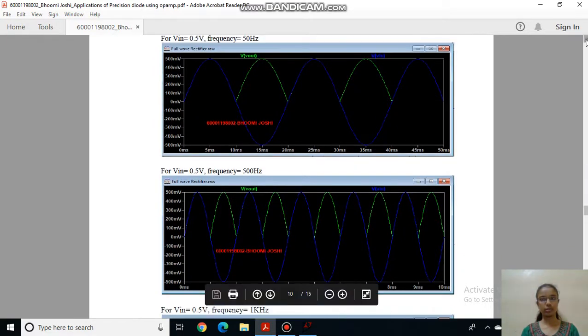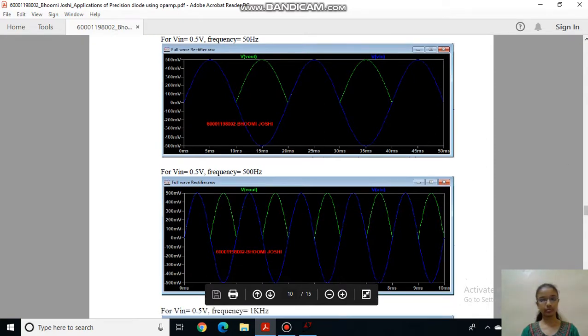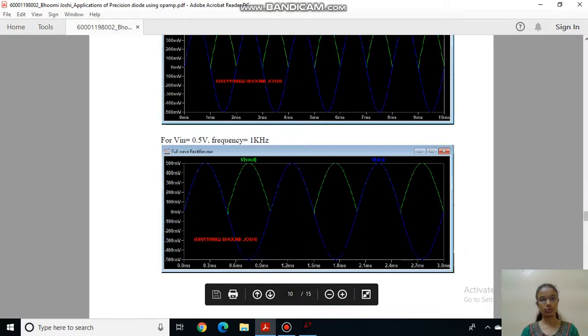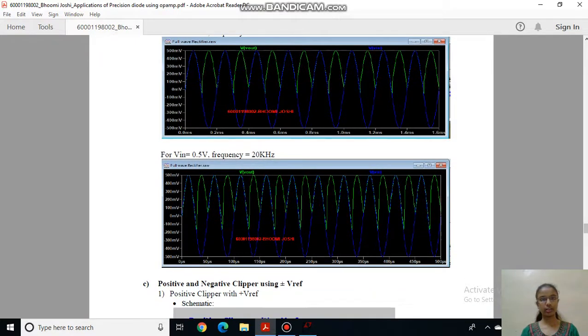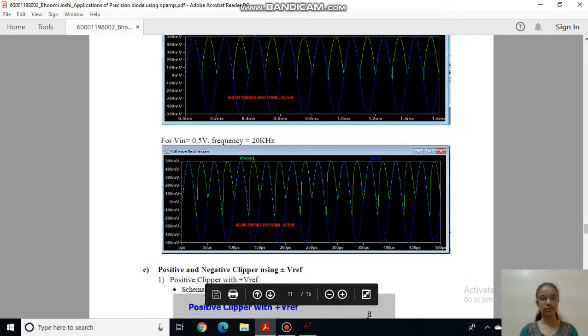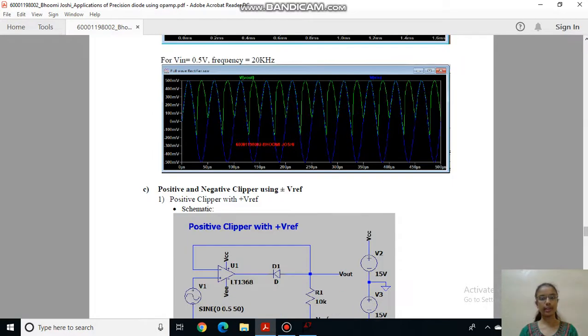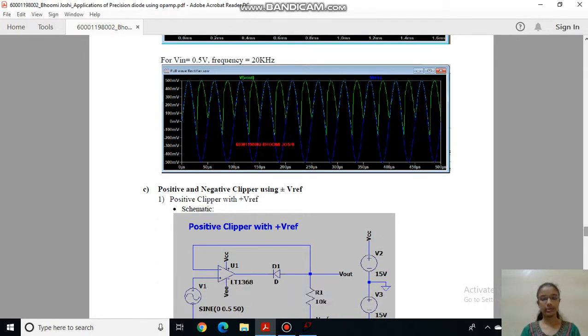So this is for 50 Hz, this is for 500 Hz, 1 kHz, 5 kHz, and 20 kHz. As you can observe, in all three cases, whenever my frequency is 20 kHz, I am getting distorted output. So in this way, my explanation part for practical number 8 is completed. Thank you.